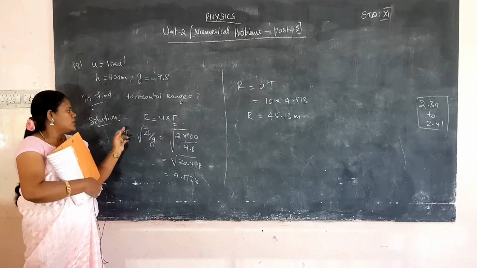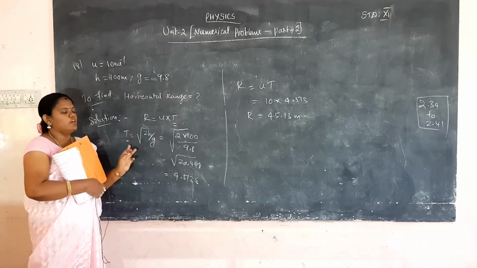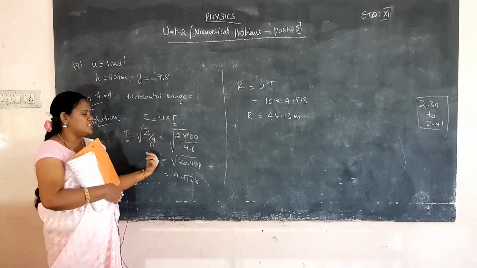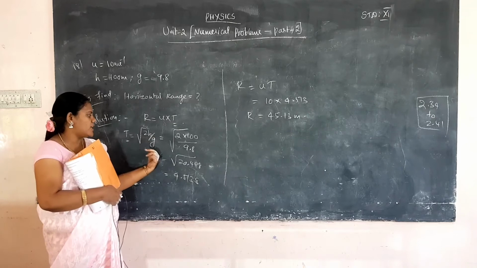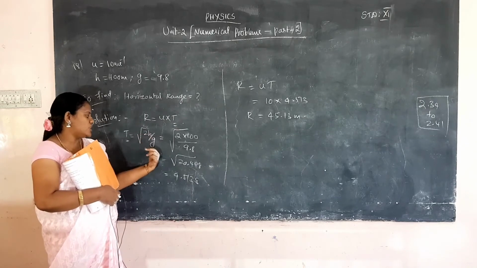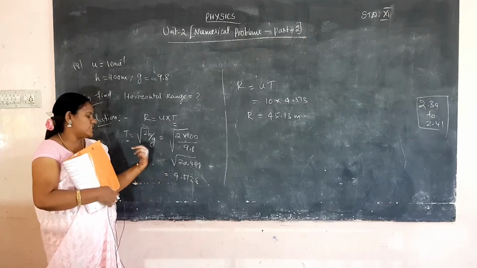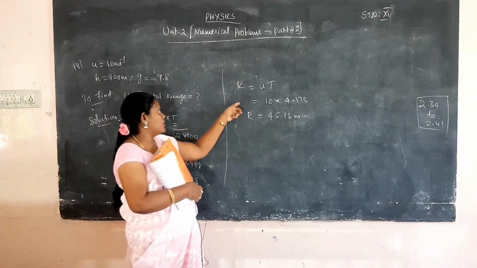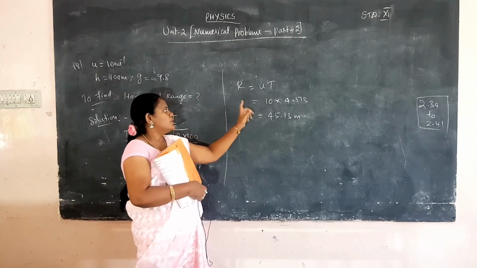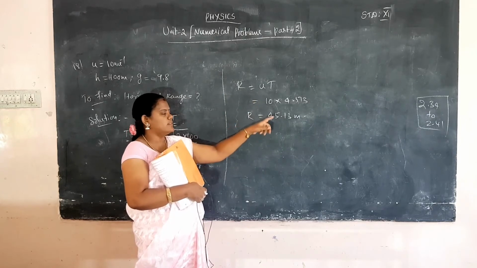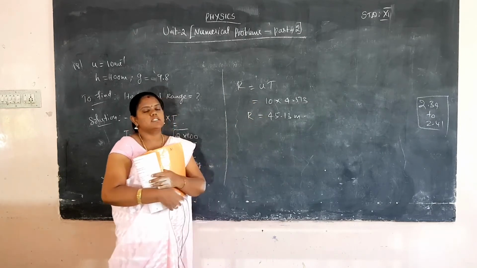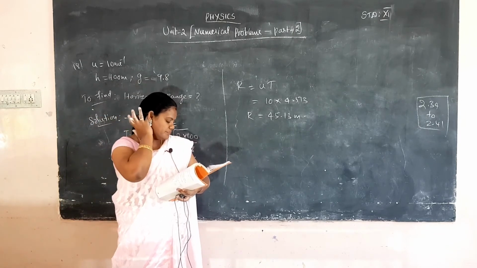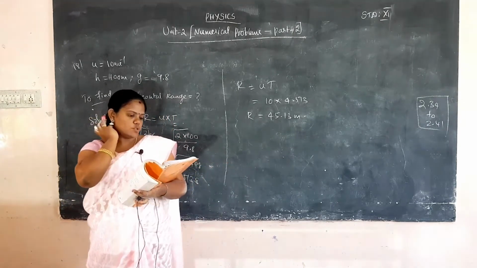First you should calculate the time period of a particle in the projectile motion. Time period t is equal to root of 2h by g. Substitute the h and g, find out the t value, that is 4.513, and put the t value in the formula R is equal to u into t. u is 10 and t is 4.513. So range is equal to 45.13 meter. Okay, then go for the next one.